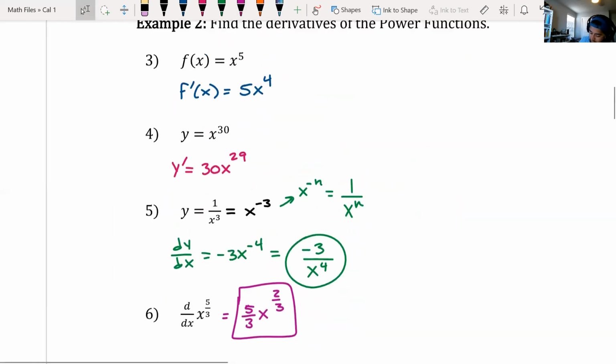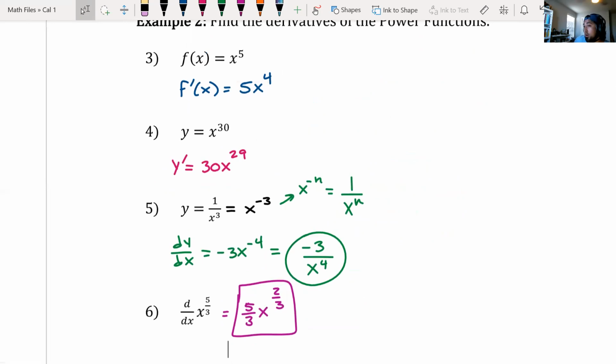All right. Any questions so far on these examples? We like derivatives now, right?